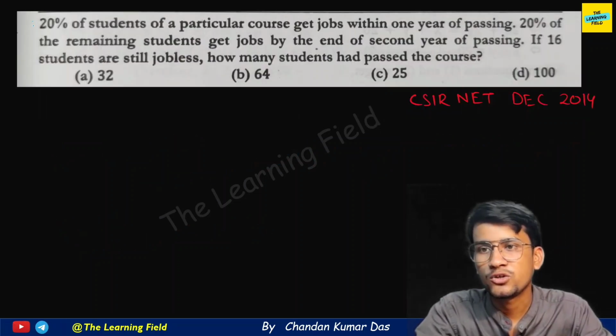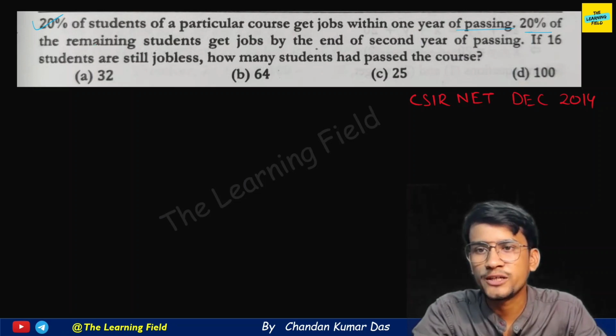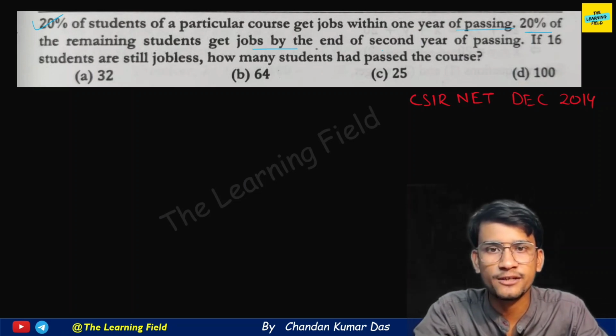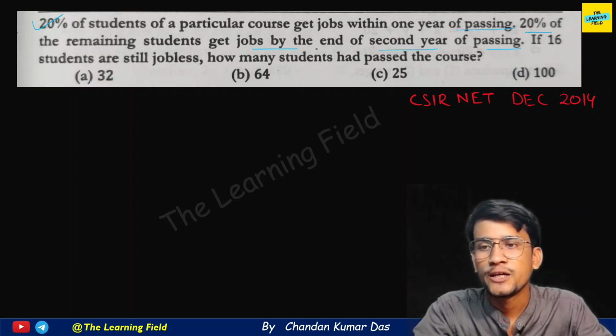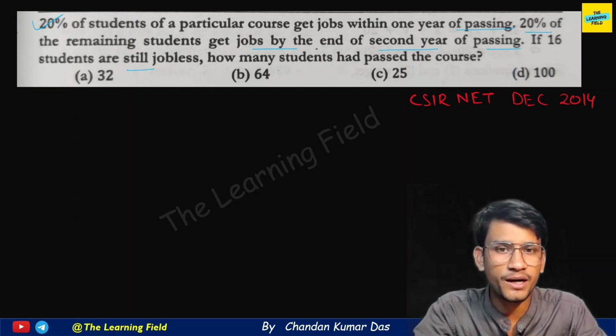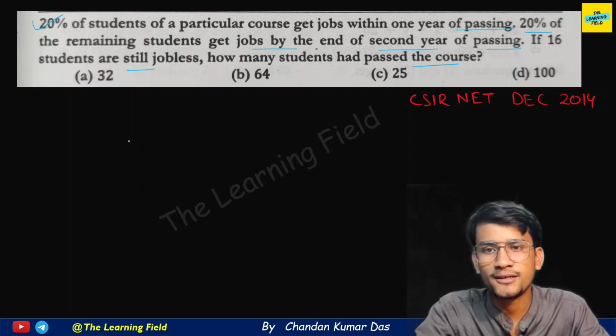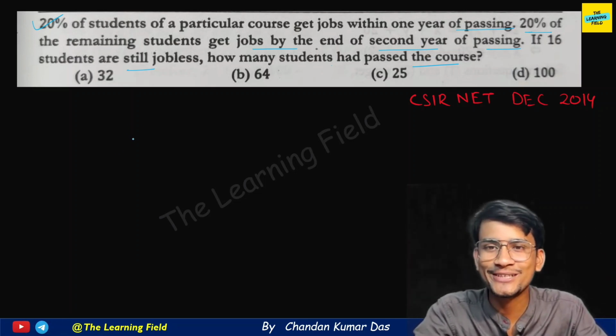It says that 20% of students in a particular course get a job within 1 year of passing. 20% of the remaining students get jobs by the end of the second year of passing. If 16 students are still jobless, how many students had passed in the course? So we are not taking x here. We're going through the options here.